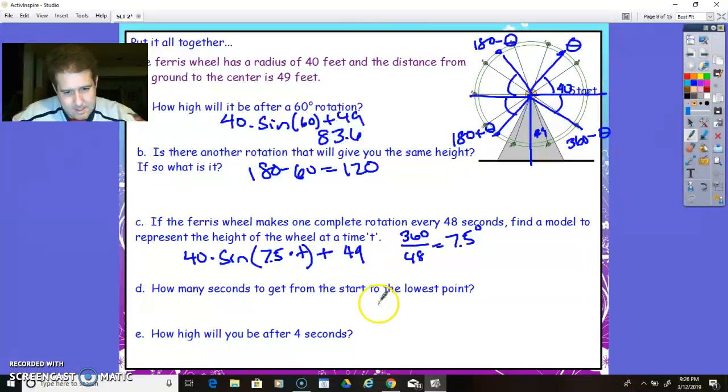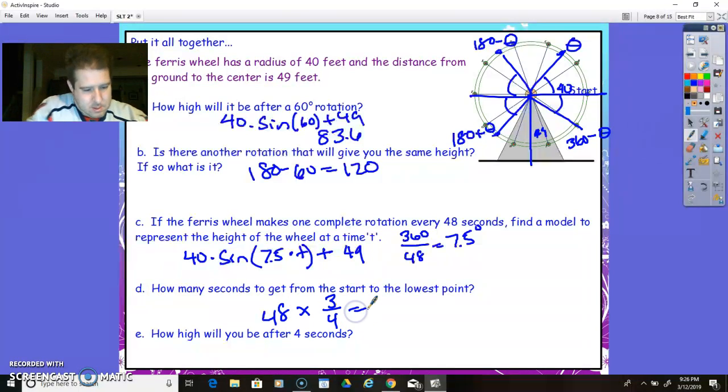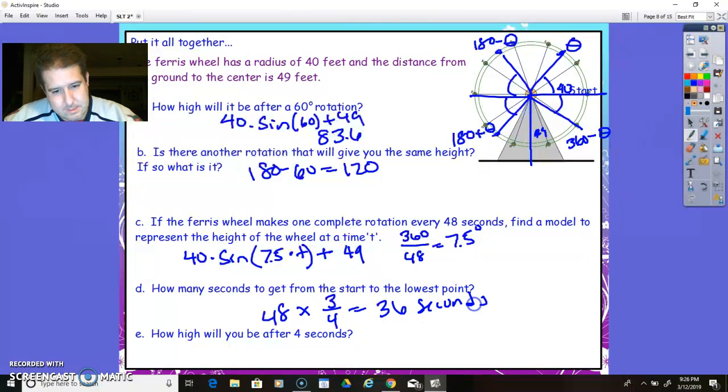How many seconds will it take to get to the lowest point? To get to the lowest point, that's 3/4 of the way around the circle. So 48 seconds times 3/4. 48 times 3 is 144. Divide that by 4, and you get 36 seconds.